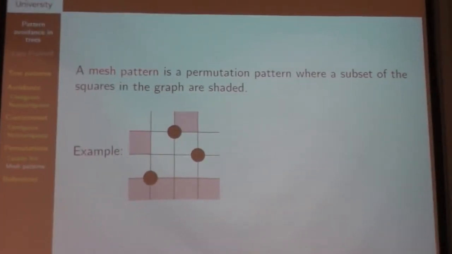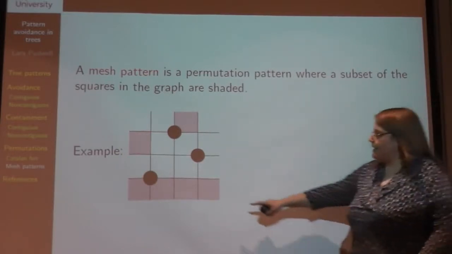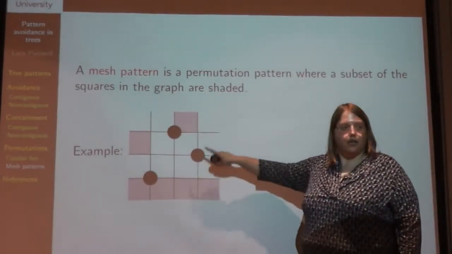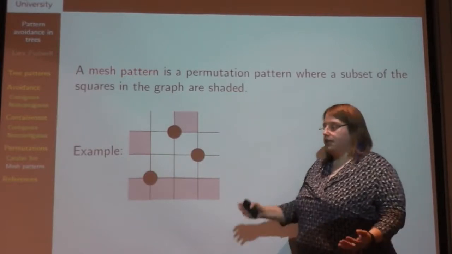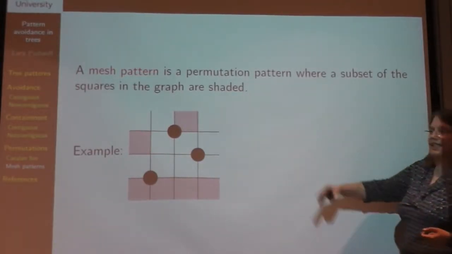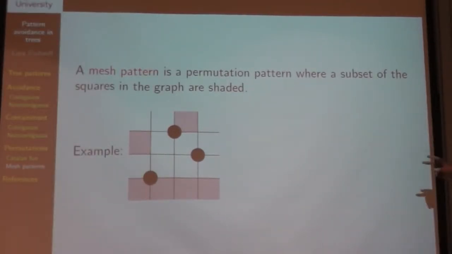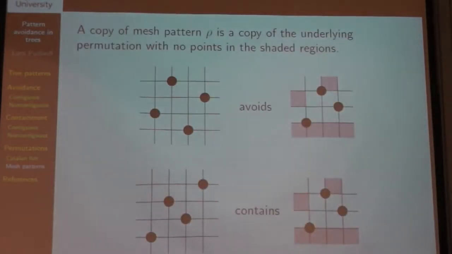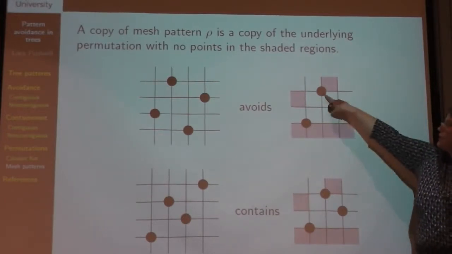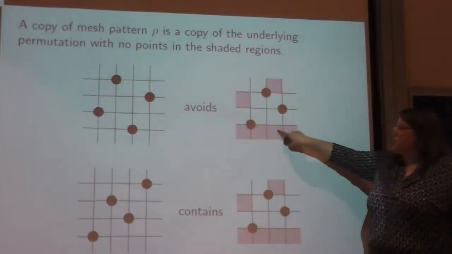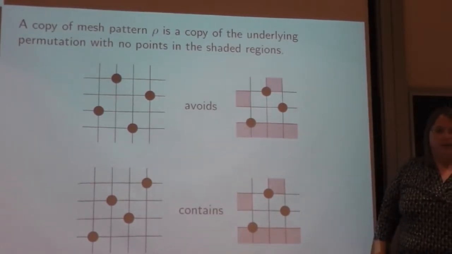The graph of a mesh pattern looks just like a regular pattern, except I take some of these squares in the graph and I shade them in. You still don't know what those mean until the next slide, but that's what a mesh pattern looks like. A regular pattern where I've shaded in some of the boxes. And a copy of a mesh pattern is when you find the underlying pattern with the dots where all of these shaded regions remain empty.